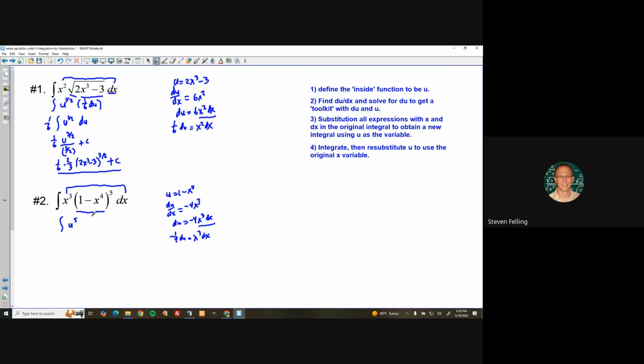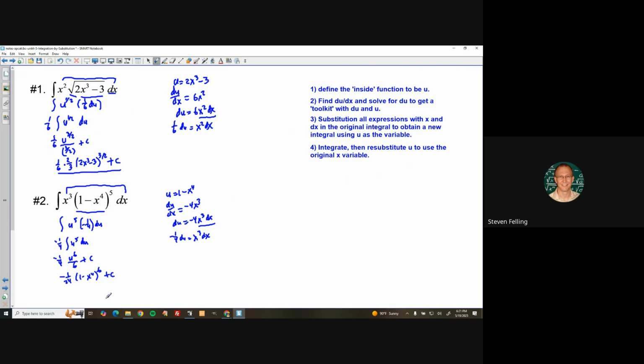Everything here is multiplied, so it can be rearranged as needed, with negative 1/4 times du. The negative 1/4 will bring outside. And now I've just got a simpler integral that I can use shortcuts for. So I have my constant outside. The antiderivative of u to the 5th is u to the 6th divided by 6 plus the constant c. And then we'll finally resubstitute this. I'm going to multiply the 4 and the 6 together to write this as negative 1 over 24. u is 1 minus x to the 4th, and that's to the 6th power plus c, and that's the answer.